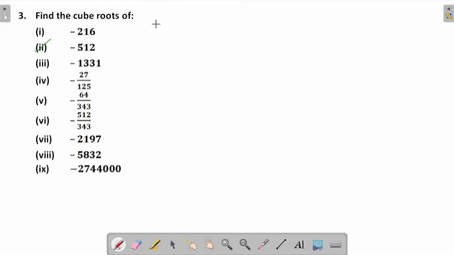You remember from the earlier exercise I told you that if I ask you to find the cube of minus 3, you said it is minus 3 into minus 3 into minus 3. Minus into minus is plus, plus into minus is minus. So 3 into 3 into 3 is 27. So basically the cube of a negative number is negative, right? The cube of a negative number is a negative number.